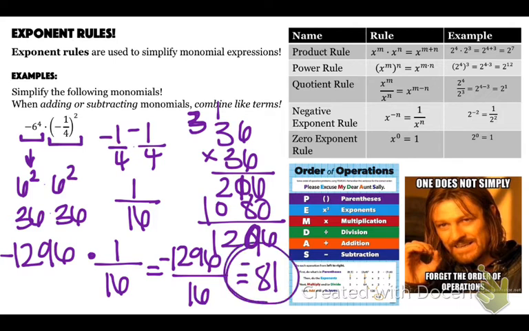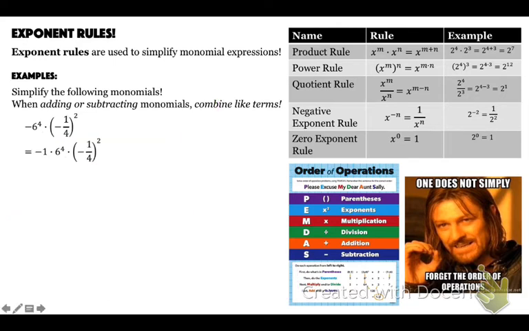Negative 81. Okay, let's double check, because I also worked it out on here. I just broke up the negative. 6 to the fourth is 1,296. Negative 1/4 squared is 1/16. Then I multiplied those together, got 81, so this was negative 81. Awesome. Okay, let's do this one.